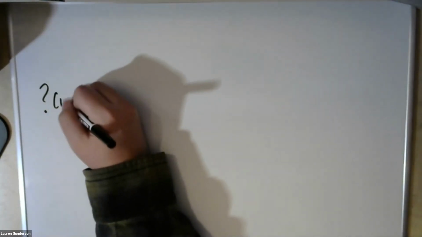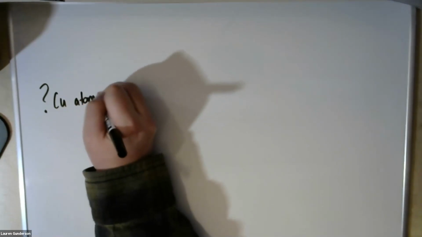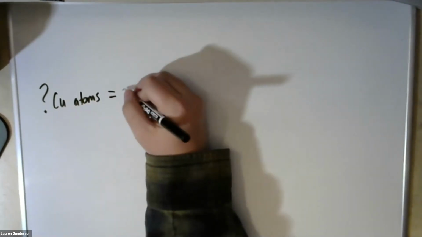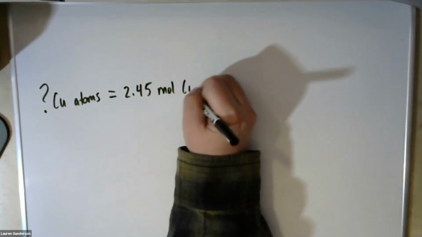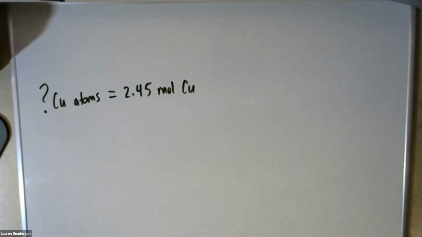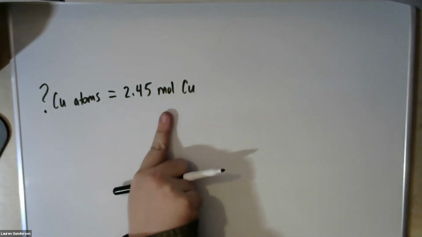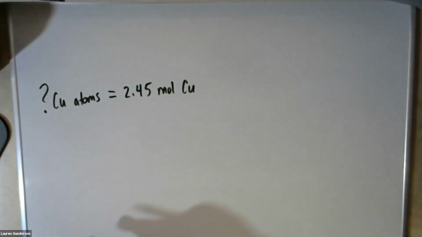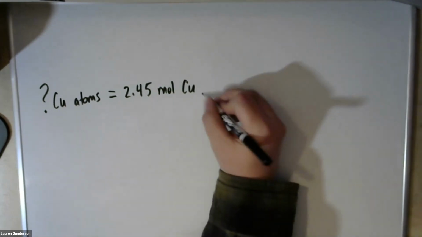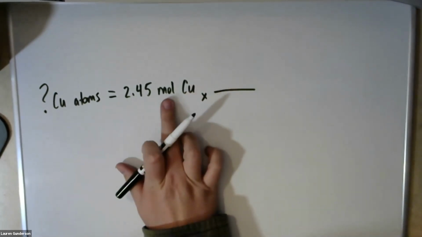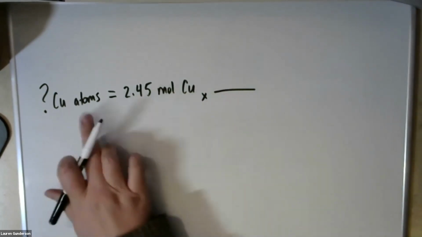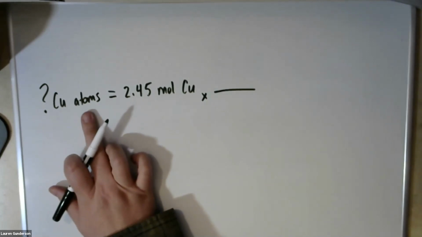So what it's asking is: how many copper atoms equals 2.45 moles of copper. Okay, if I can set this part up correctly, then I'm well on my way to being able to set up my dimensional analysis correctly, because I know that I'm starting with the unit of moles and I want to convert that into the unit of atoms.